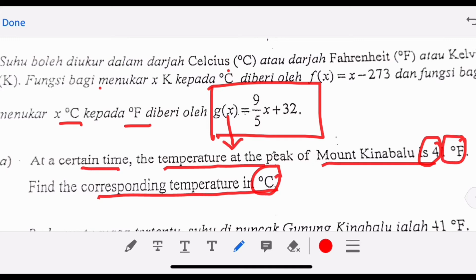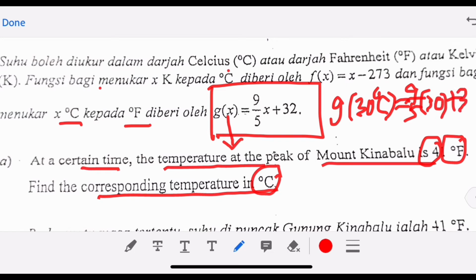Let's say our room temperature is about 30, let's say. So g(30) degrees Celsius. So we will take 9/5 times 30 plus 32. So you just add up 45 plus 32. So you can say our room temperature is actually 77 Fahrenheit. So that's how you do conversion.